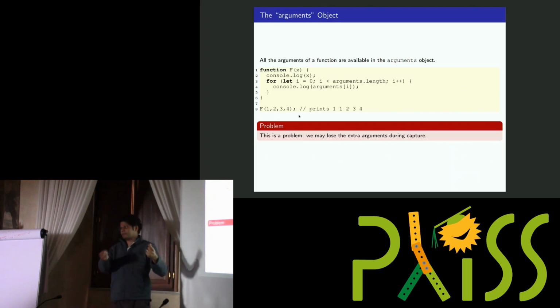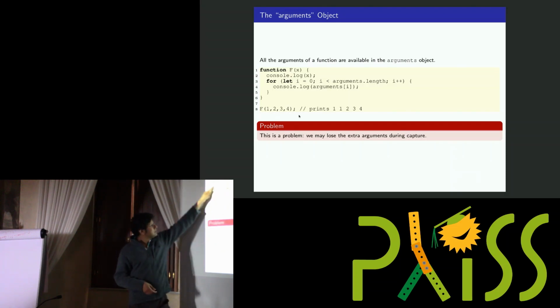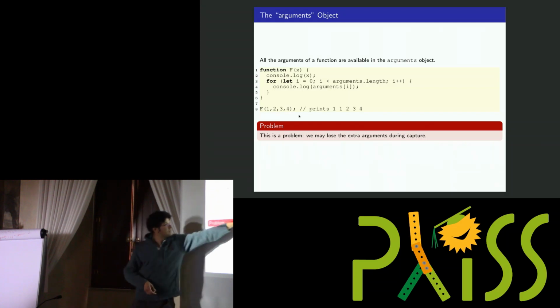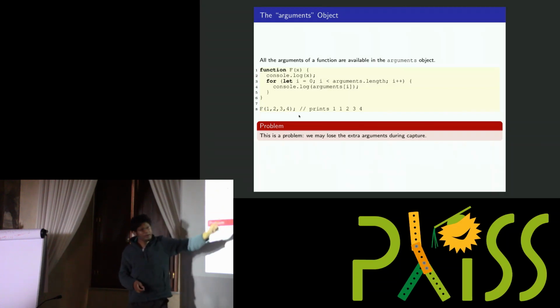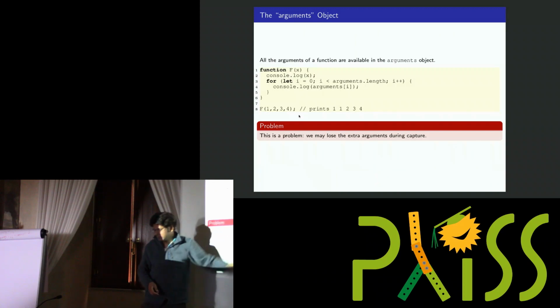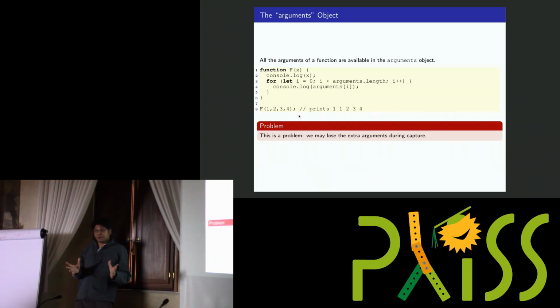So there's 2 ways to get to that first argument. This one actually prints x, the first argument, first. So that's the first one. And then we iterate through all the arguments, so we get 1, 2, 3, 4. So this is a huge problem.